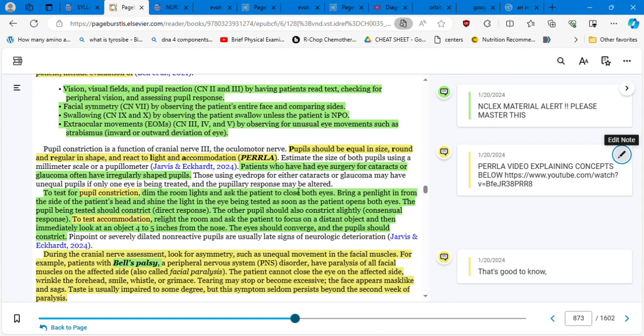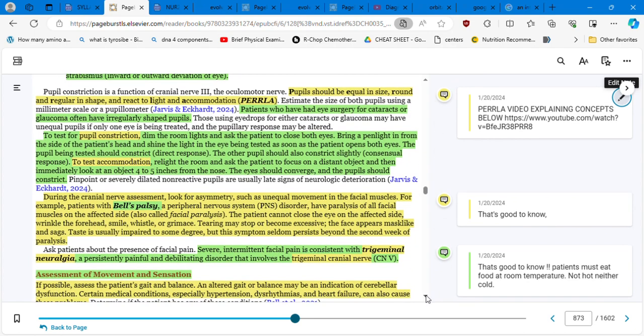Perla. Patients who have had eye surgery for cataracts or glaucoma often have irregular shaped pupils. To test for pupil constriction, dim the room lights and ask the patient to close both eyes, and just basically you can conduct the assessment that we saw in the video, and in this book they are describing in detail how to do it.